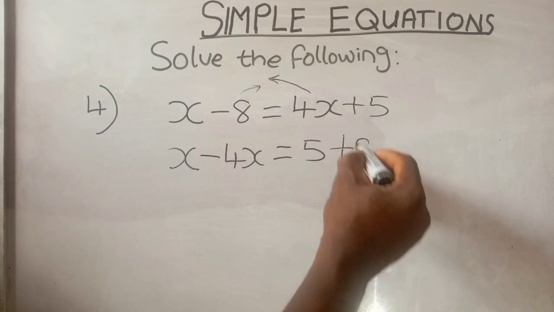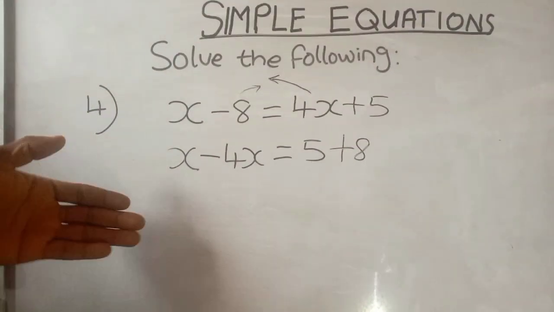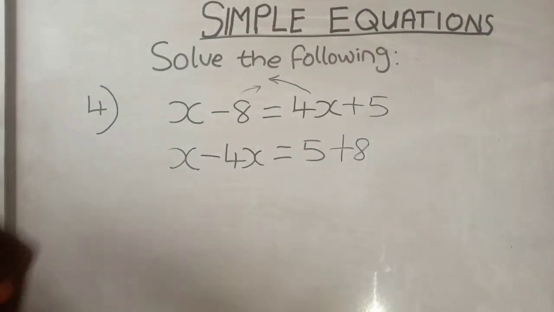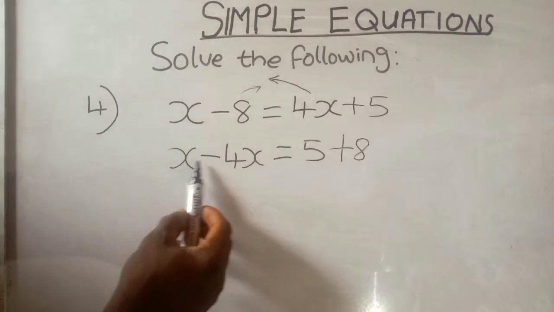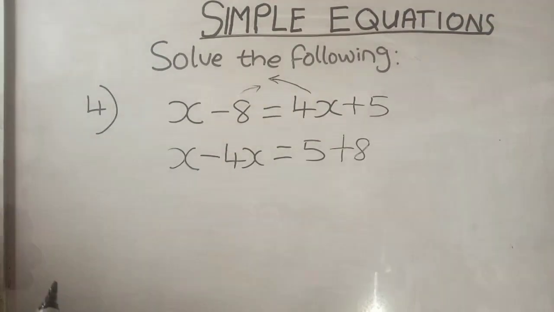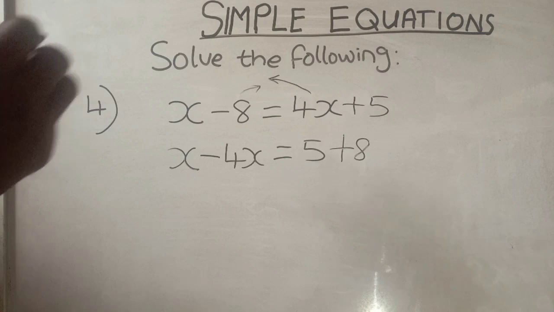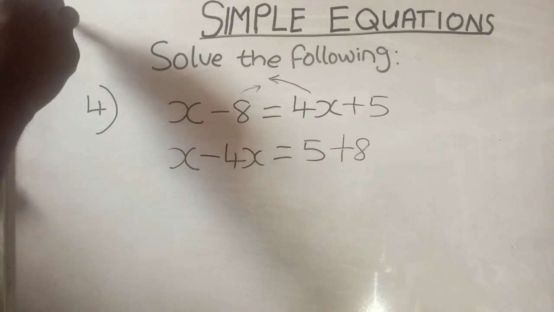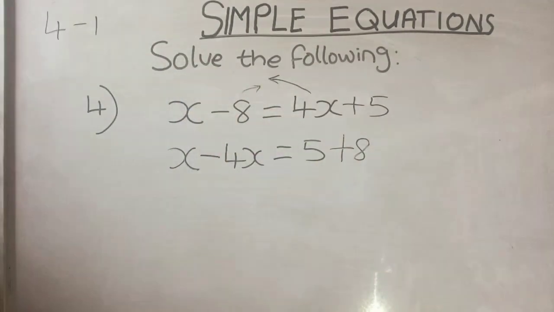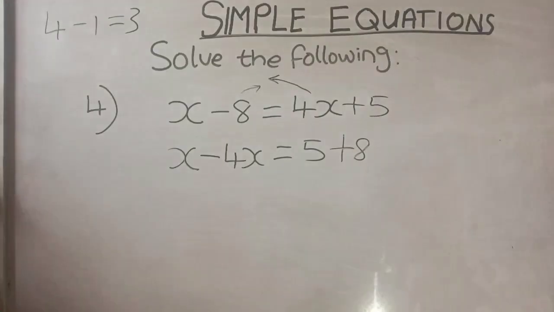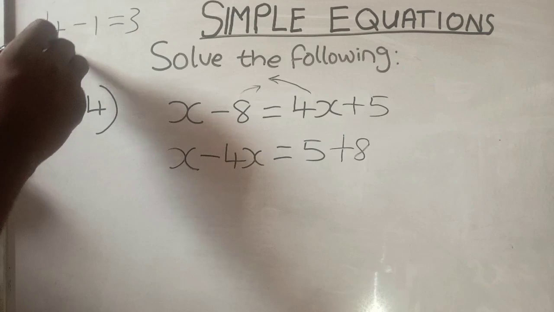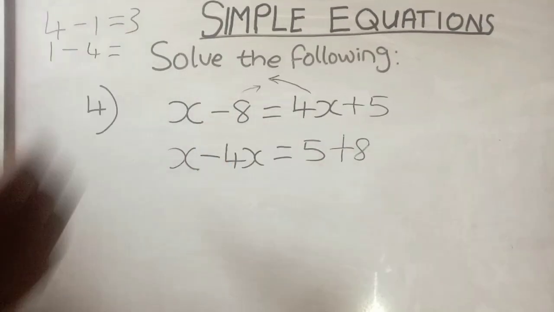Plus 8. Remember, when the number with its sign crosses the equal sign, the sign must change. Here we have 1x minus 4x. What will it give us? For example, you have 4 minus 1. What will be the solution? 4 minus 1, of course, the answer is 3. But if you have it as 1 minus 4, what will be the answer?